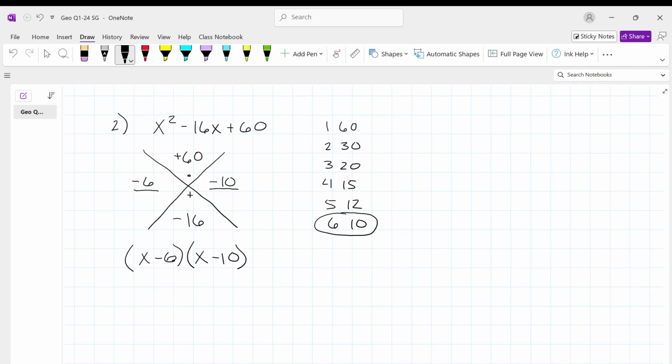Yes, ma'am. How do you know if it's positive or negative? Your 6 and 10, all right, they have to add up. The 6 and the 10 have to add up to -16. So they both have to be negative to get to -16. They have to multiply to 60. So the only way to get a negative times something to equal a positive is it's got to be times another negative.